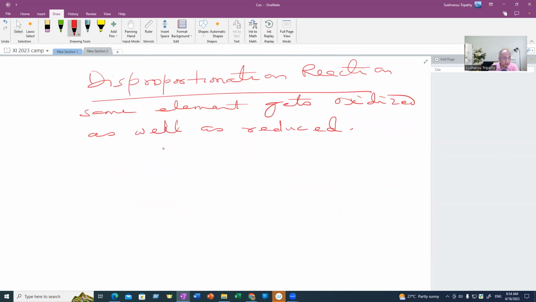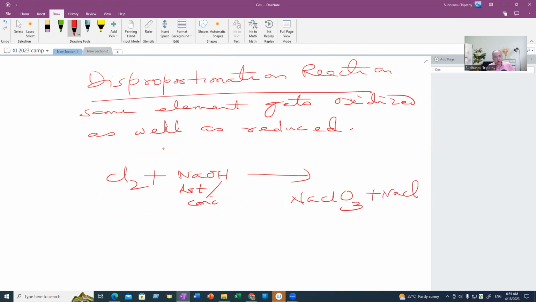For example, I will give you a very simple example. Chlorine treated with sodium hydroxide, maybe hot and concentrated. In that case, the product is sodium chlorate plus sodium chloride. Sodium chlorate plus sodium chloride plus water has to happen, because where will the hydrogen atom go? The element hydrogen has to be there. So the obvious product is water.